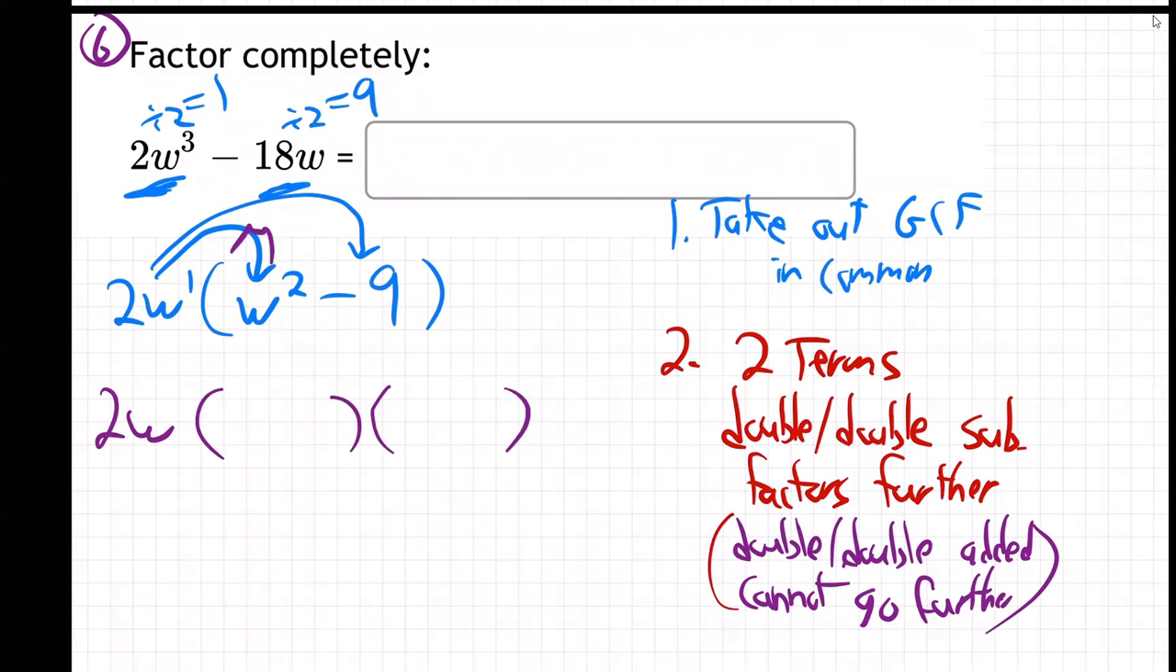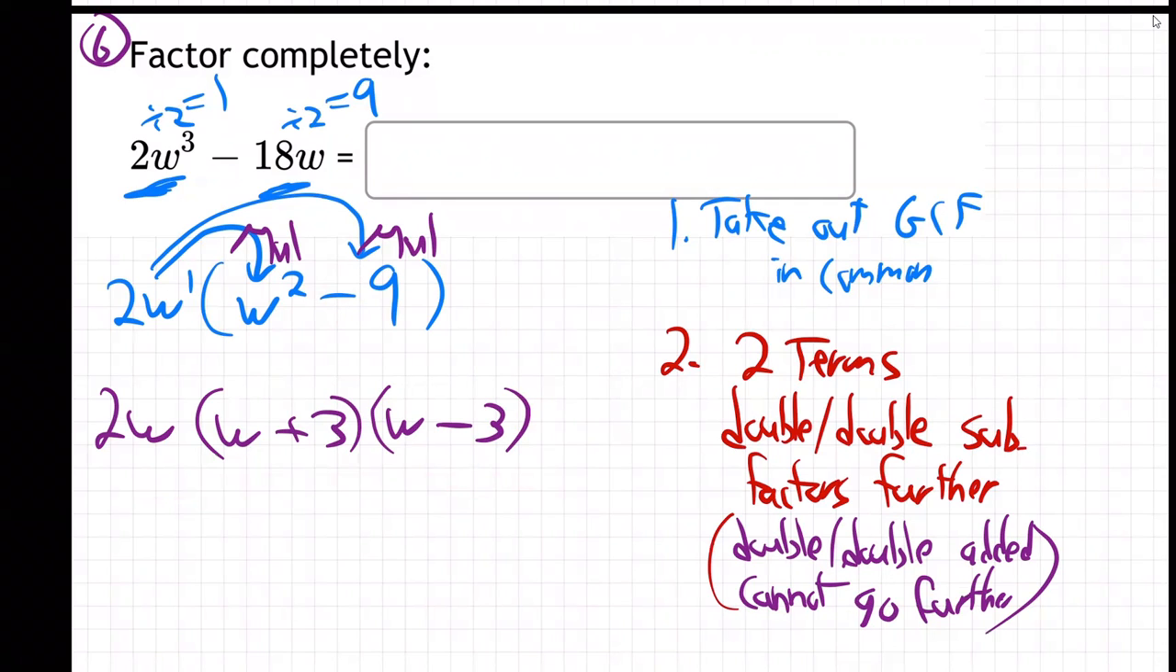How do you go further? Multiply, multiply, right? W times W is W squared. 3 times 3 is 9. 1 plus and 1 minus to make minus 9. And now we're done. That breaks down. But again, if that had been a plus in the middle, and they'll give you that sometimes, you've got to be aware of that. If that had been a plus in the middle, it cannot go further. But with minus, it does.